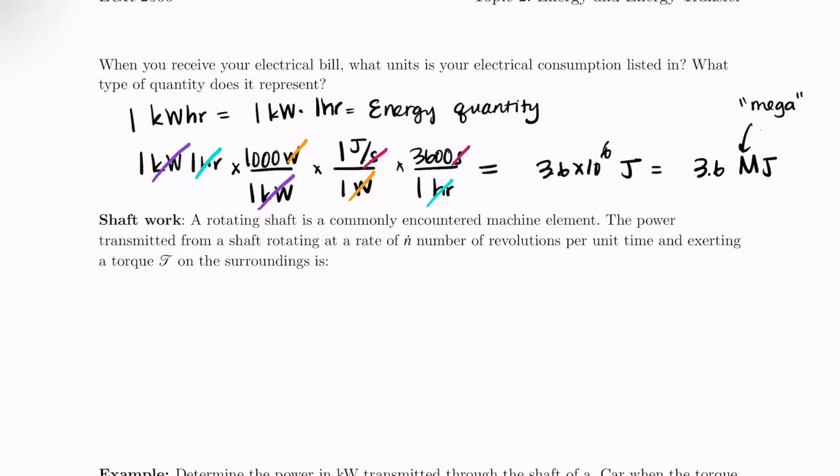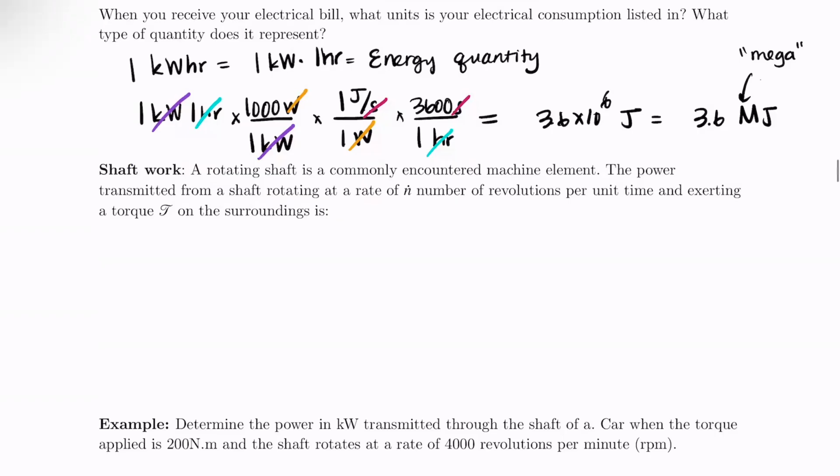So that is electrical work. We can also have shaft work. So a rotating shaft is commonly encountered when we're talking about machinery, like engines. And in these systems, the power is transmitted from a shaft rotating at a rate of n dot number of revolutions per unit time. And it's exerting a torque T on the surroundings.